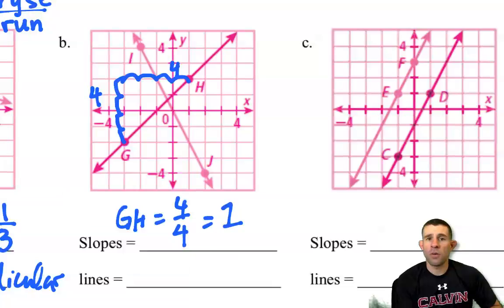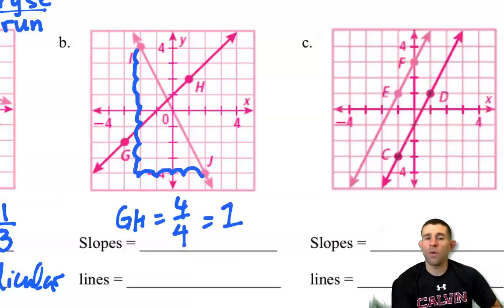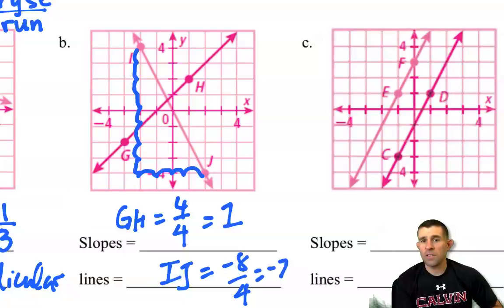And now let's find the slope of IJ. So if I erase these two lines here, clear that up a little bit, our rise is down 1, 2, 3, 4, 5, 6, 7, 8. Now we're going to run 1, 2, 3, 4. So it looks like our line IJ is going to have a slope of negative 8/4, which simplifies to negative 2. Now 1 is not equal to negative 2, nor are they opposite reciprocals. So for these two, we just have to call them neither.